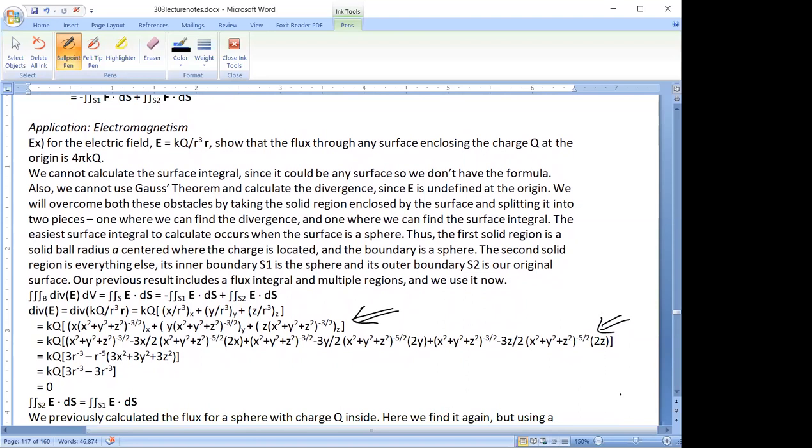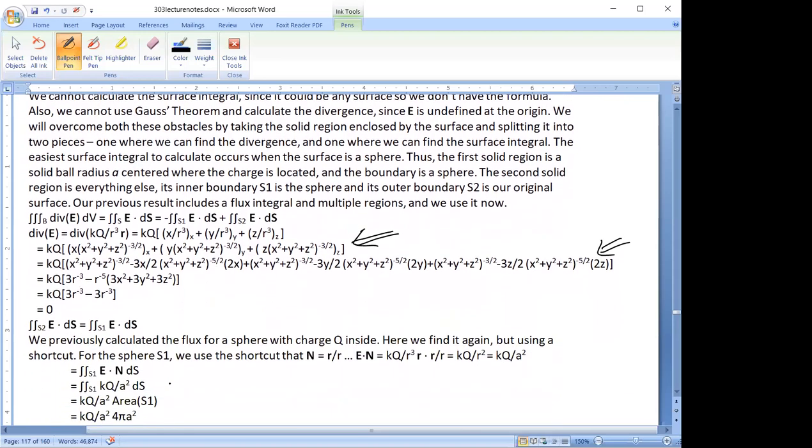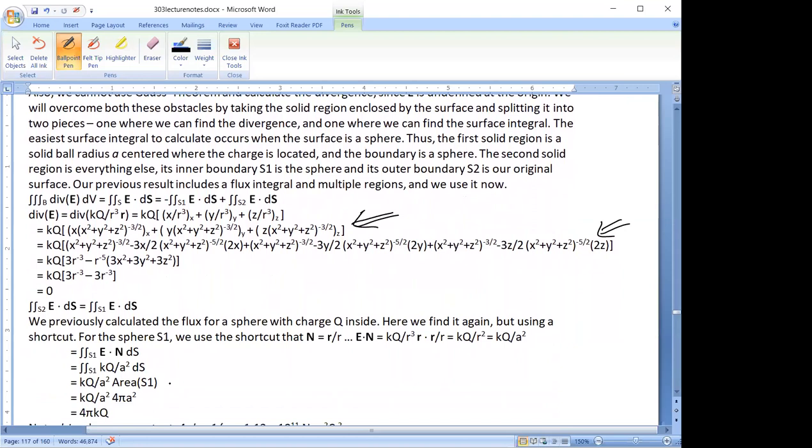So remember S1 was any surface that we wanted to make, and we made it a sphere. Now we've previously calculated the flux for a sphere with charge Q inside. There's another shortcut method here, which I'll just put up on the screen, but I'm going to skip that and go right to the result, which we had previously. You can look at the shortcut method on your own if you like. So the result, which we previously calculated, is that the electric flux for a sphere with charge Q inside is just 4 pi k Q.